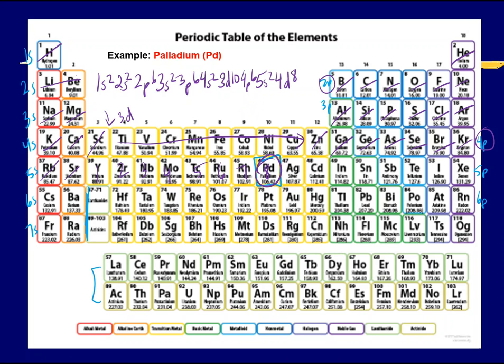If I wanted to do another element, I would just start right back at the top of the table and I'd start filling, going through the pattern on the periodic table.